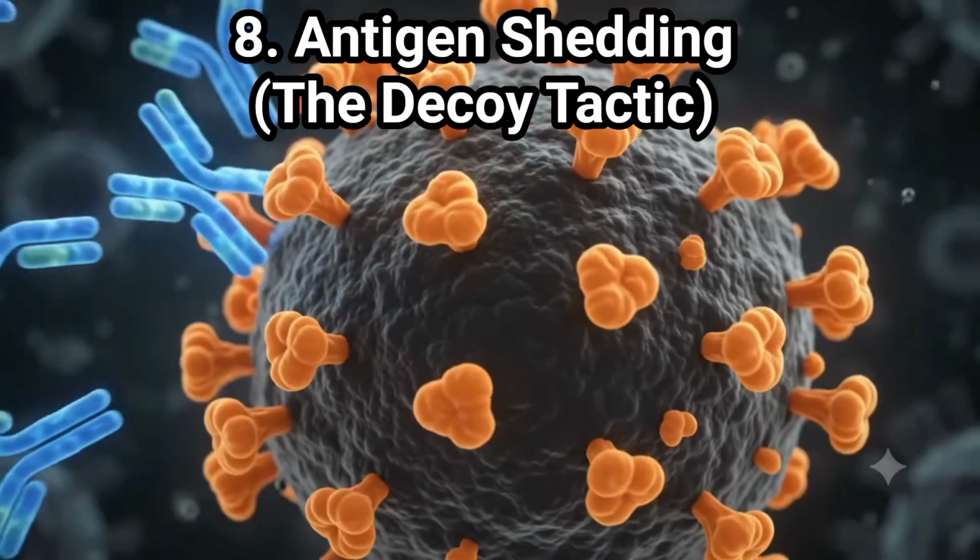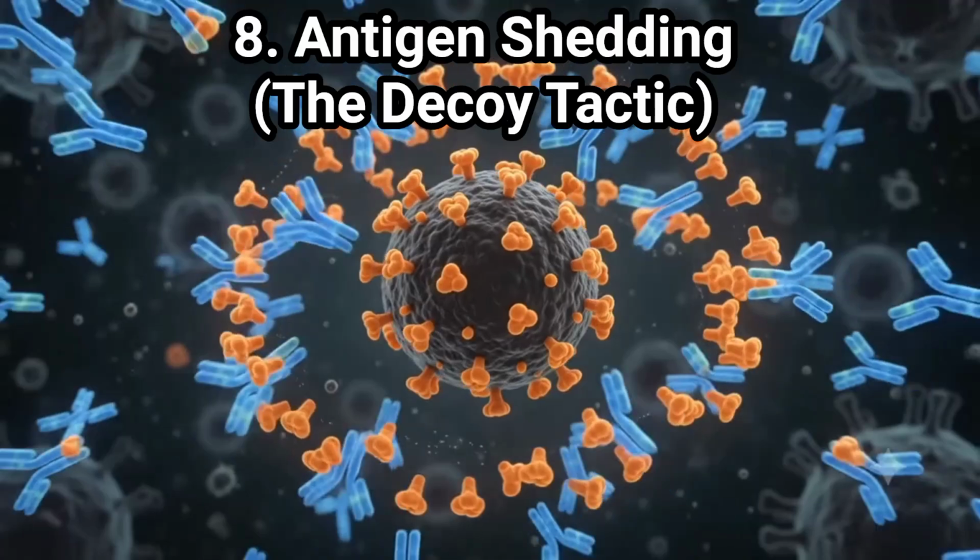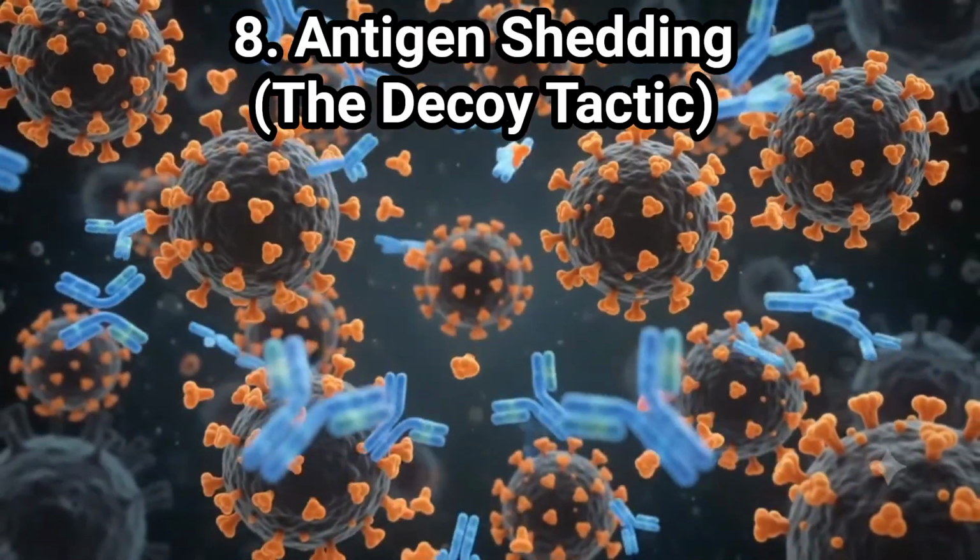Pathogens can also use antigen shedding. They release surface antigens as decoys. Antibodies bind to these free-floating targets. Distracted, the immune system fails to stop them.